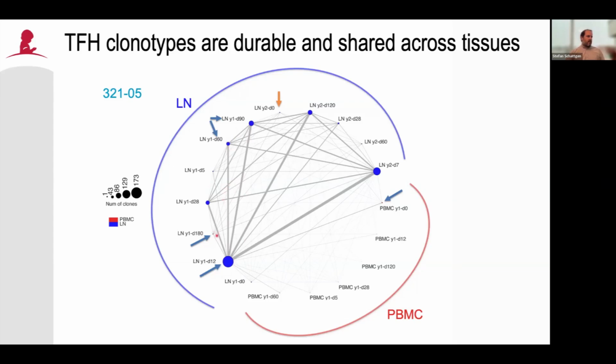But we can also still see that a lot of the clones from day 180, if you track this line here, will actually come back or hang around within the lymph node prior to revaccination during year 2. And then after receiving the vaccine on the second year, we can see again a lot of these clones are maintained within the lymph node and actually begin to expand out at day 7, and are maintained for quite some time within the lymph node structure. So really these TFH clonotypes form a network across these different tissues that is quite long-lived and durable.